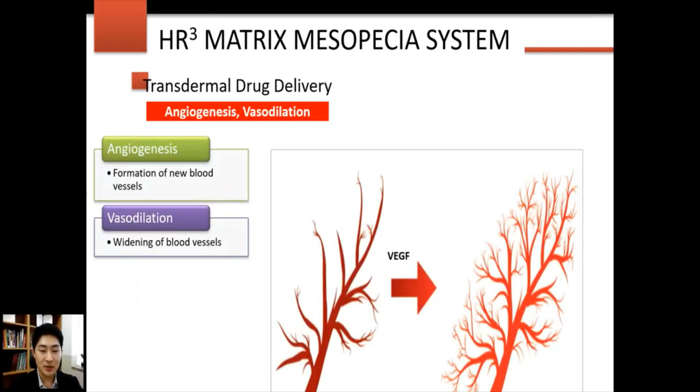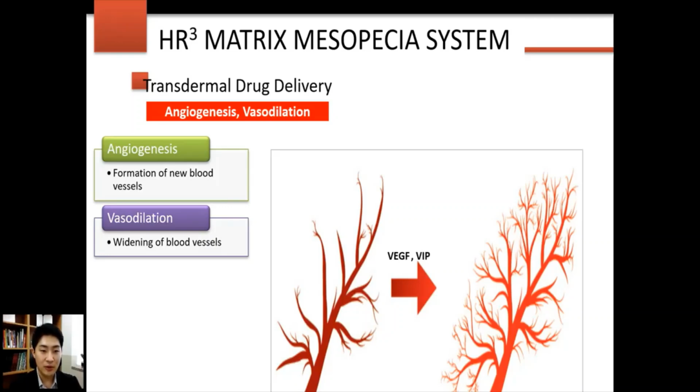VEGF has been demonstrated to be a major contributor to angiogenesis, increasing the number of capillaries. VEGF causes a massive signaling cascade in endothelial cells, so the cells will proliferate and migrate, eventually forming capillaries.